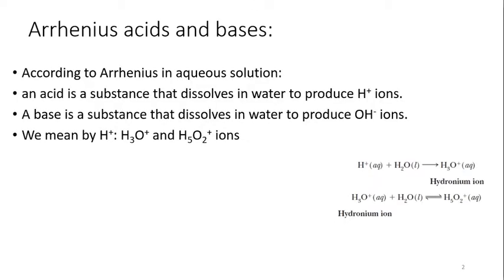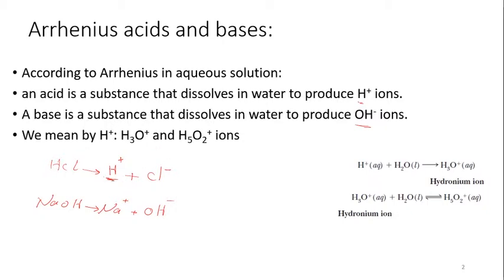According to Arrhenius, an acid is a substance that dissolves in water to produce hydrogen ions, and a base is a substance that dissolves in water to produce OH. For example, HCl dissolves in water giving a proton, which is a hydrogen ion, and Cl minus. For a base, something like NaOH dissolves in water giving Na positive and OH negative.